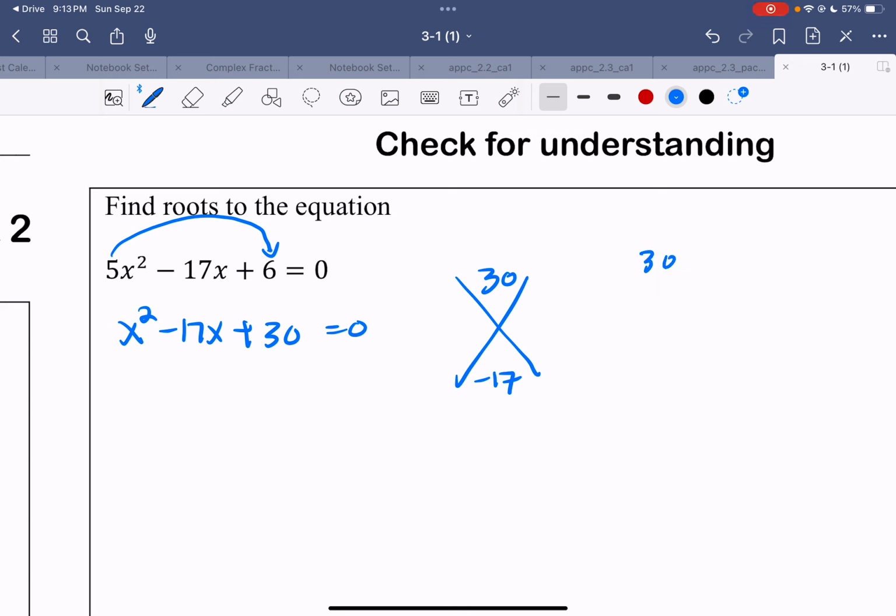So what can give you 30? 1 times 30, 2 times 15, 3 times 10, 4 does not go in there, 5 times 6. Again, the top number is a positive number.